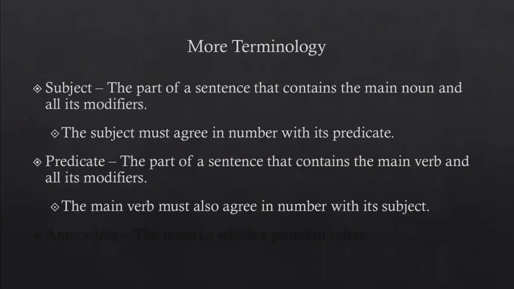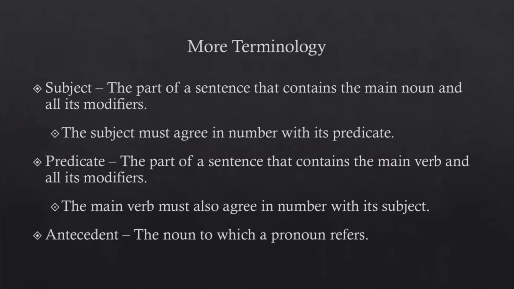So then the same thing with the predicate. That's the part of the sentence that contains the main verb and all of its modifiers, or all the words that go along with it. And just like the subject, the main verb has to agree in number with the subject. So plural verb, plural subject. Okay, and then one last word, the antecedent, which simply refers to the noun that a pronoun is replacing.